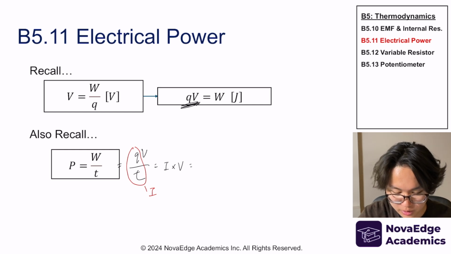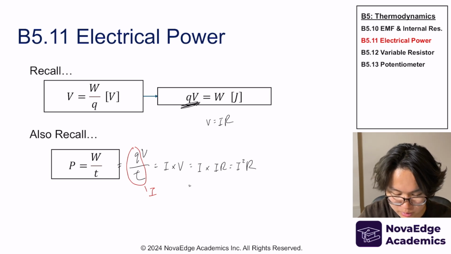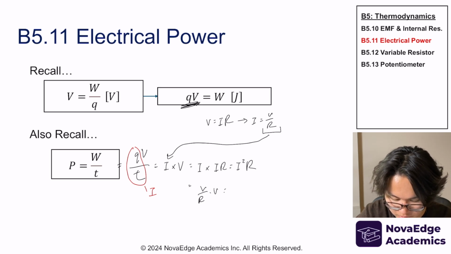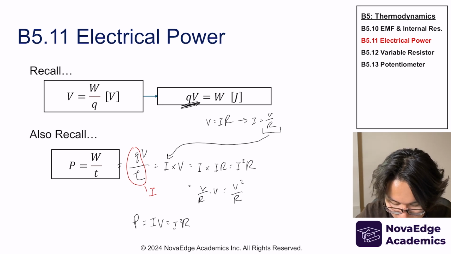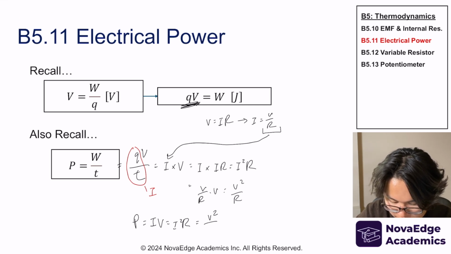Remember, using Ohm's law, I can shift this around. V is equal to IR using Ohm's law, right? So I can just change this to IR, so that's I squared R. I can also try to replace I with V over R. If I plug this expression in here, what do I get? I get V over R times V, which is V squared over R. So power is equal to IV, also equal to I squared R, also equal to V squared over R.